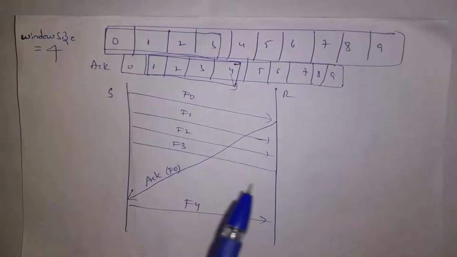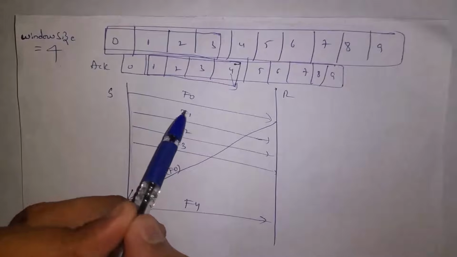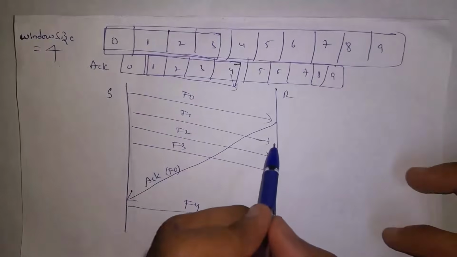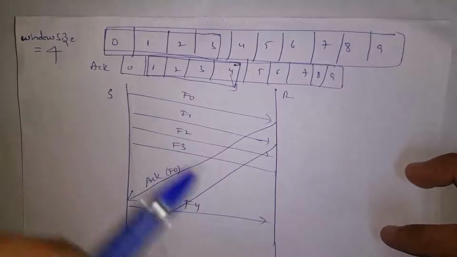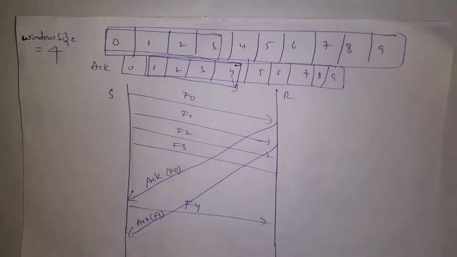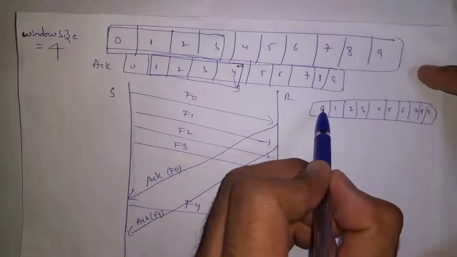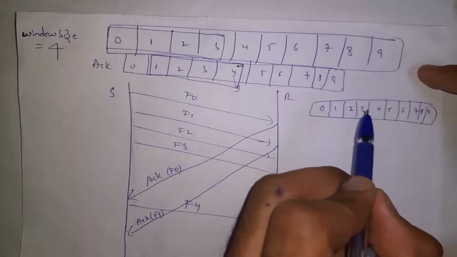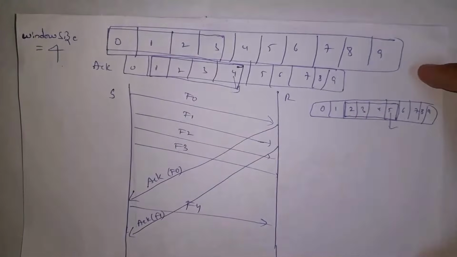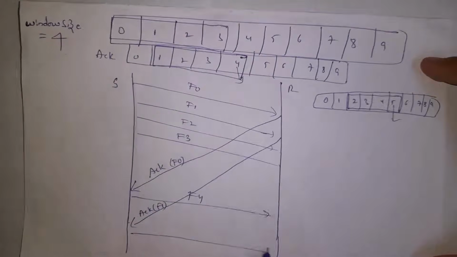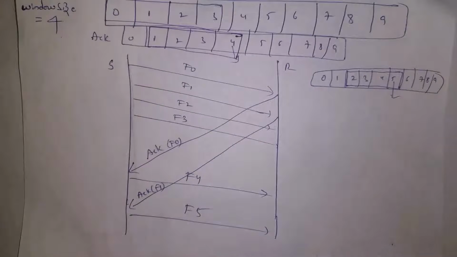Again after some time, frame 1 is successfully received by the receiver. So the receiver will send ACK for frame 1. As the sender got ACK for frame 1, again the sender will slide the window one step forward in order to send the next frame, that is, in order to send frame 5. As frame 0 and frame 1 both got acknowledgement, the window will slide one step forward in order to send frame 5. Now the sender will send frame 5. This process will continue until all frames are successfully received by the receiver.